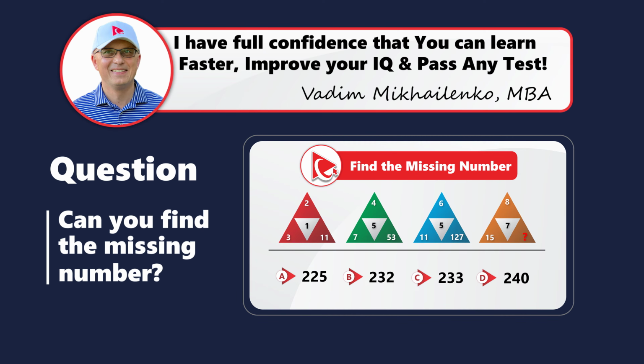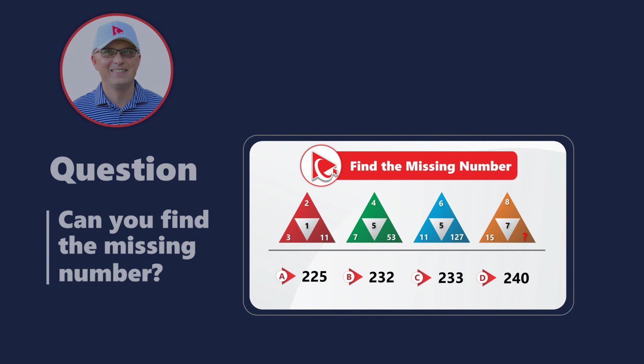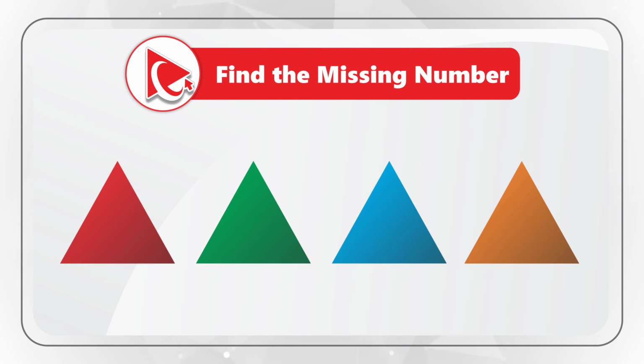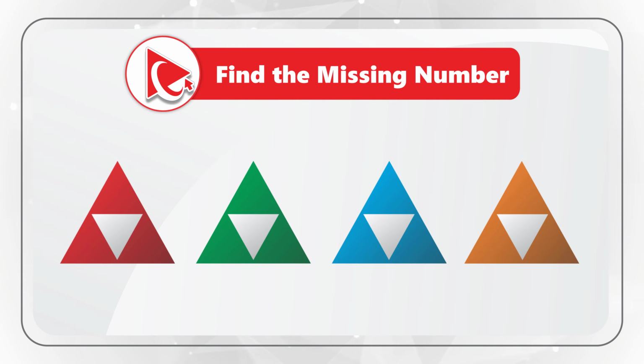Here's the famous four-square triangle question that you frequently see on the test. You're presented with 4 triangles. In each triangle, there is a smaller triangle which breaks it down into 4 parts. Each part has a number, and in one small triangle, the number is missing.